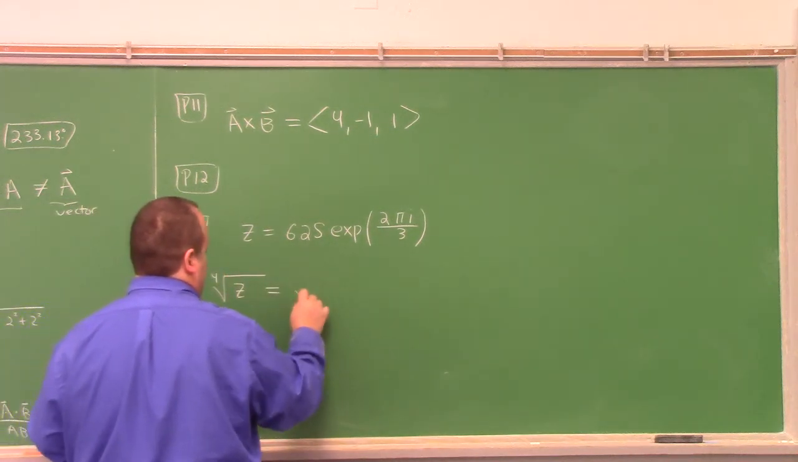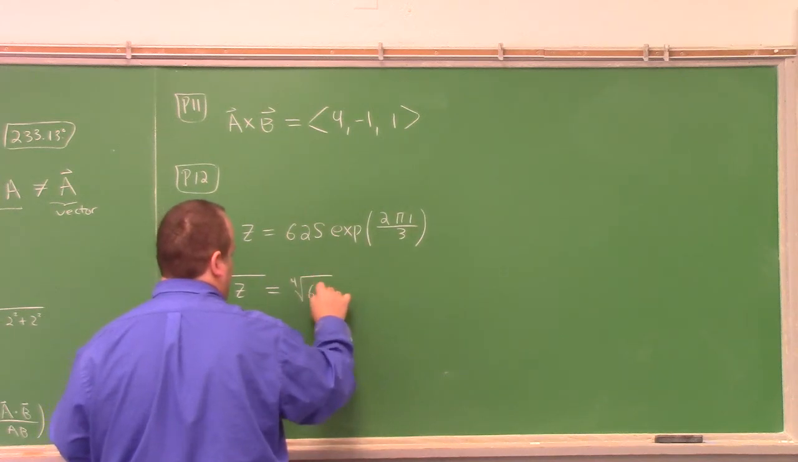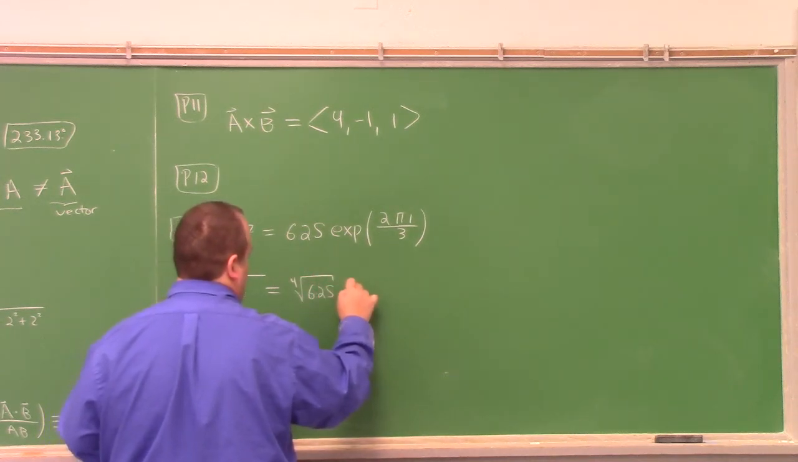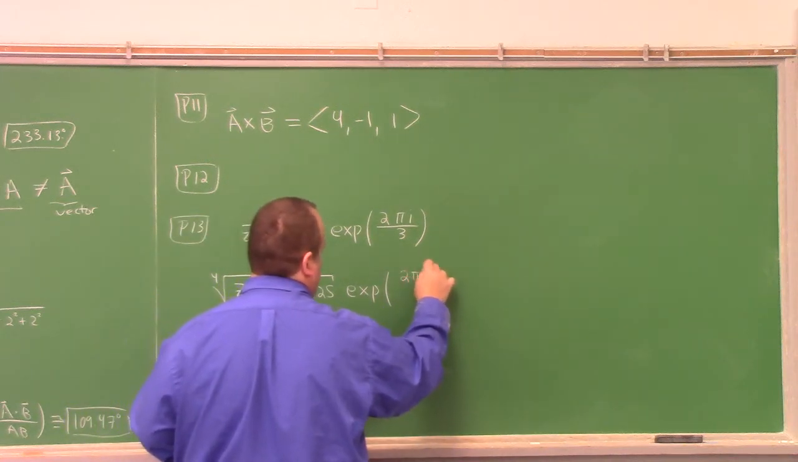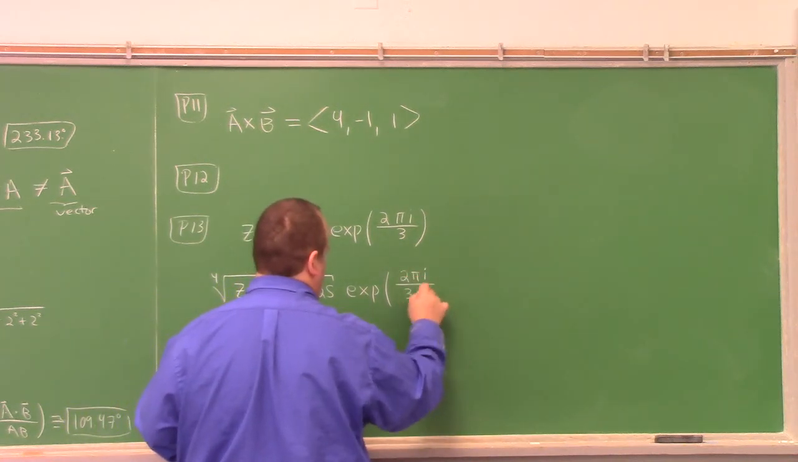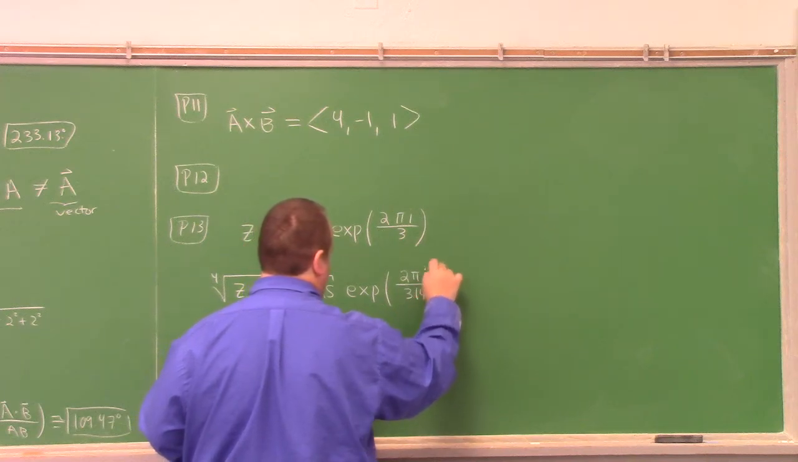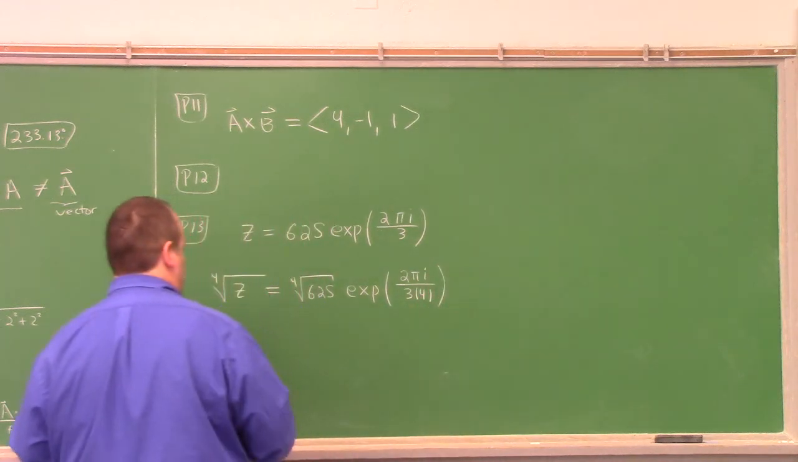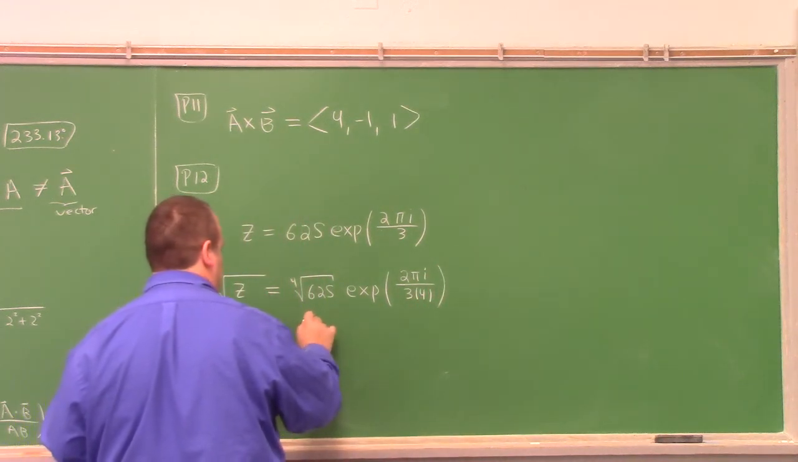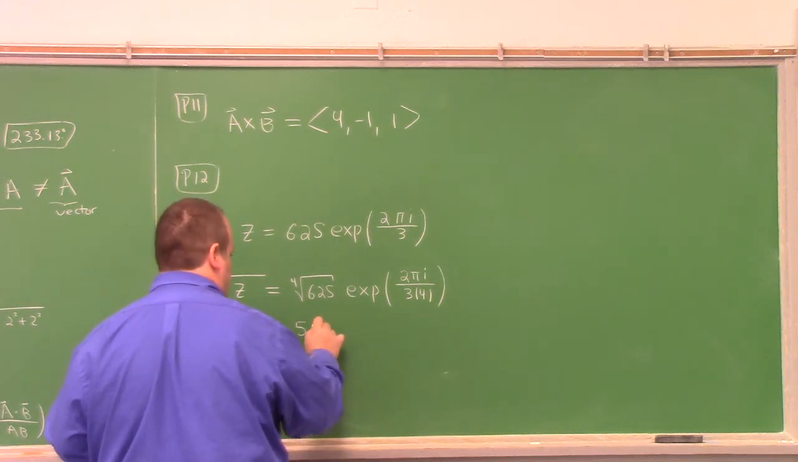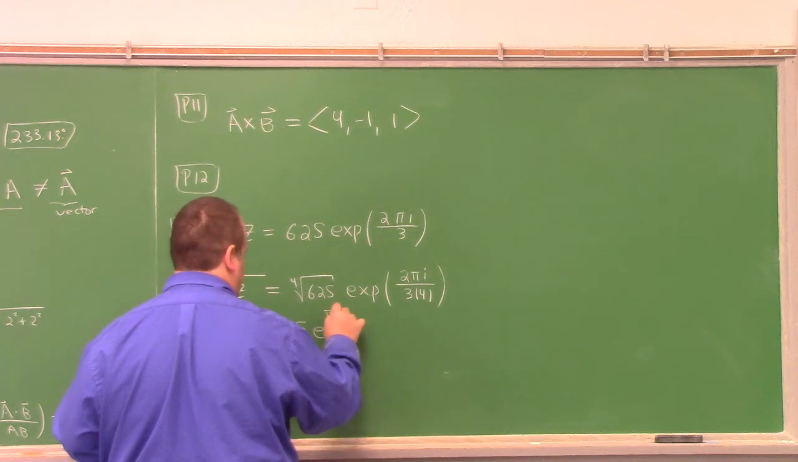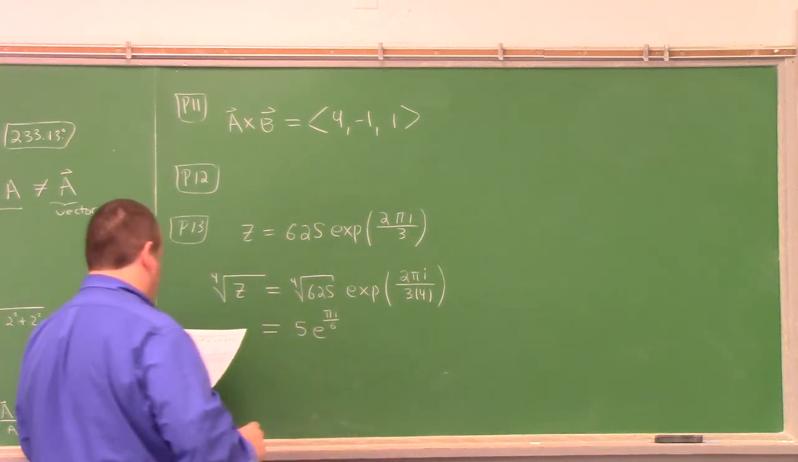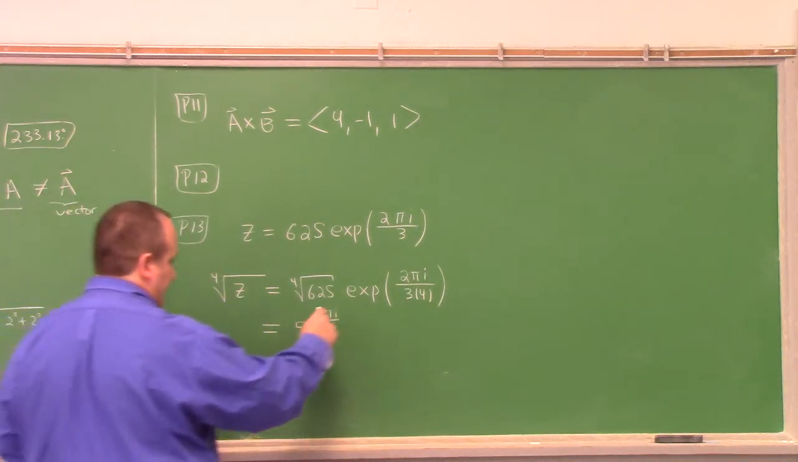So the way to do that is you calculate the fourth root of the magnitude, which in this case is 625, and then you take the exponential of 2 pi I over 3, and you have to divide by 4. So the fourth root of 625 is 5, and that's e to the pi I. 2 over 12 is 6, so e to the pi I over 6. So there you go. That is the fourth root of z. That's all you had to do.